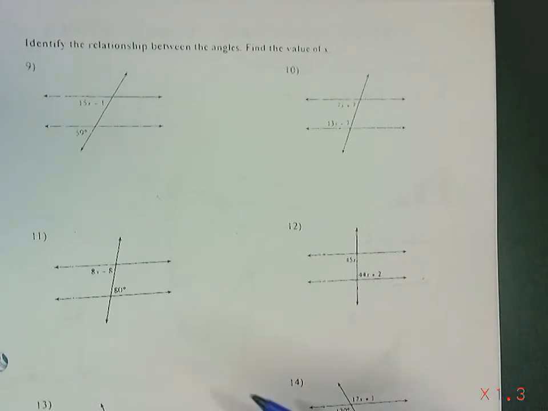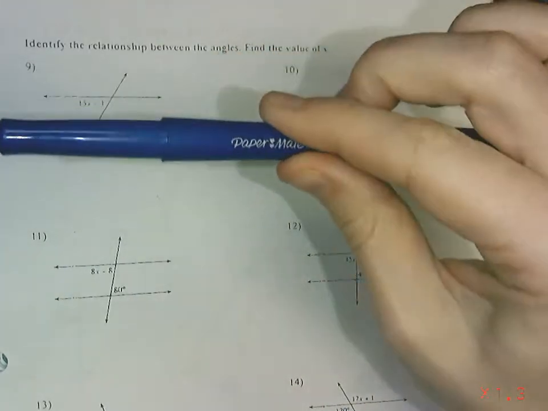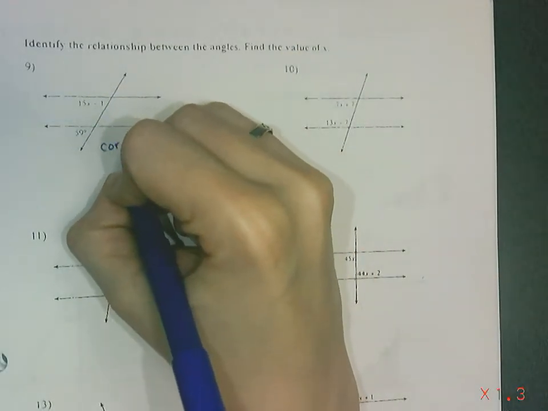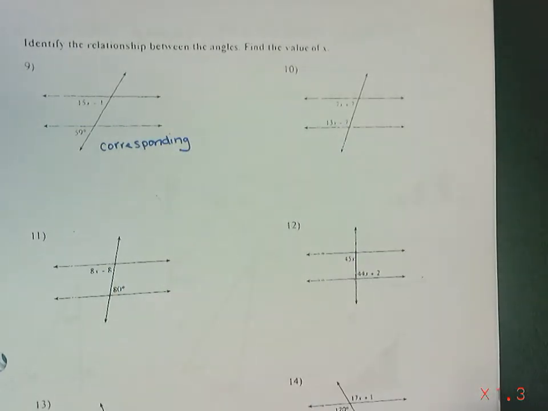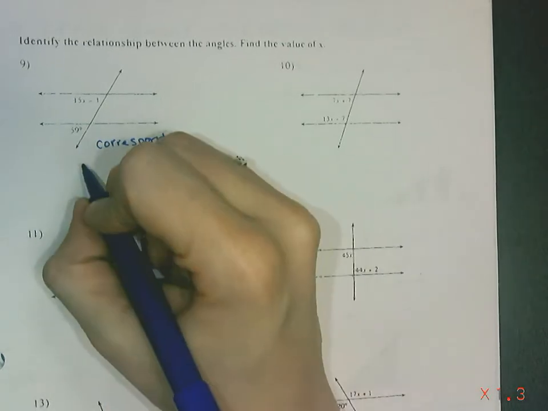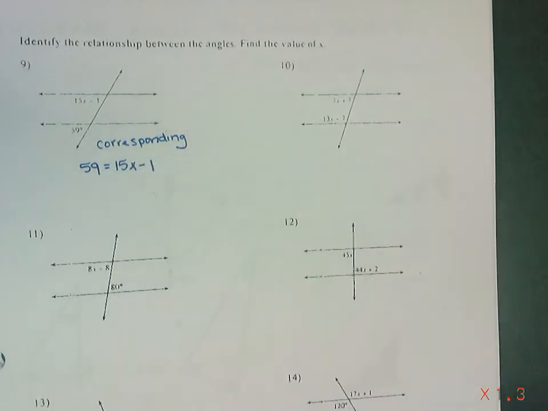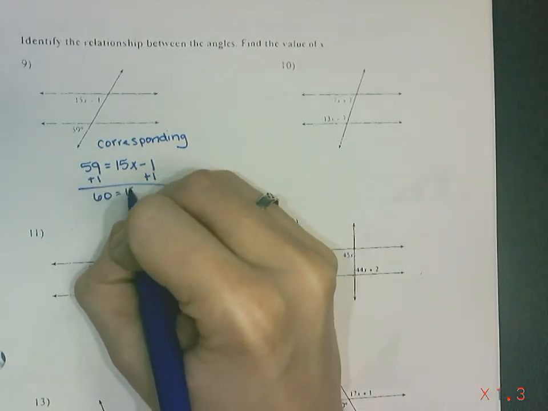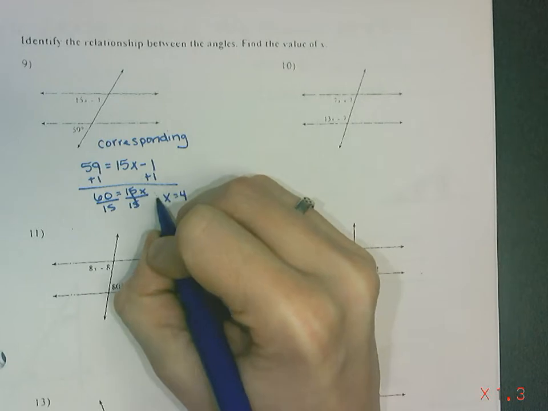On number 9, notice these angles are in the exact same spots. If I were to pick up this line and set it on top of the other line, they would be in the exact same spot. So we call those corresponding angles, and corresponding angles are always equal. So we know that 59 is going to equal 15x minus 1. Here's our two-step equation. We add 1 on both sides. 60 equals 15x. Then we divide by 15, and x equals 4.